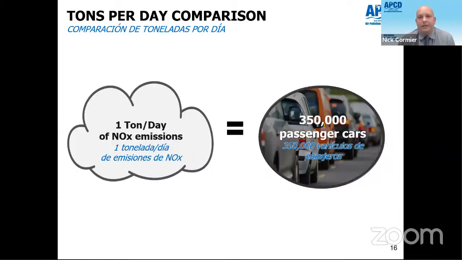Before moving on to the next slide, it's important to characterize emissions in a way that may be more understandable to those not involved in air quality every day. To do this, please consider the following comparison as we use the metric of tons per day. One ton of NOx emissions emitted per day is approximately equal to the same amount of NOx emissions being emitted from approximately 350,000 average passenger vehicle cars a day.